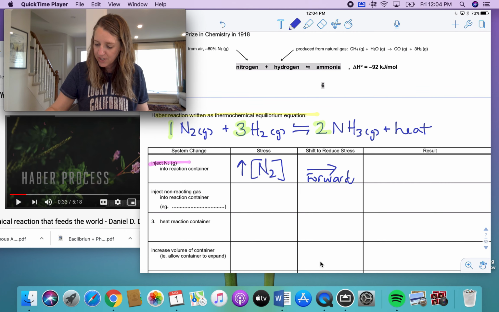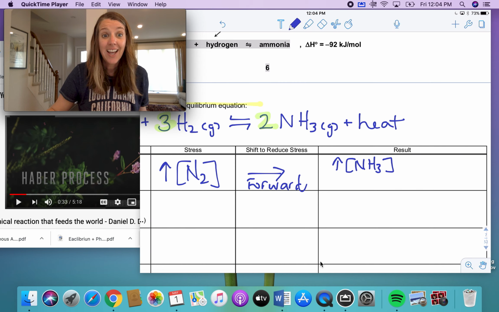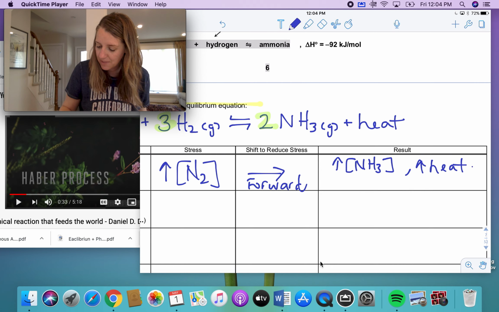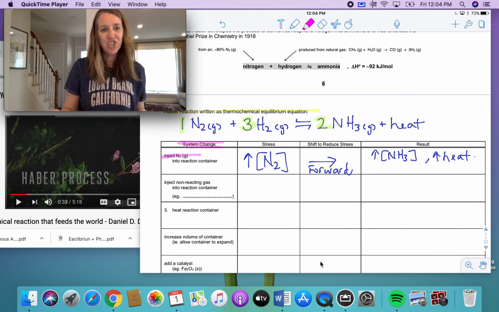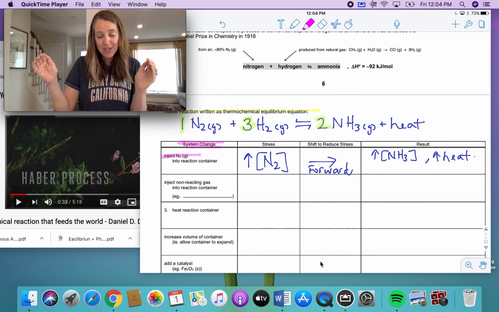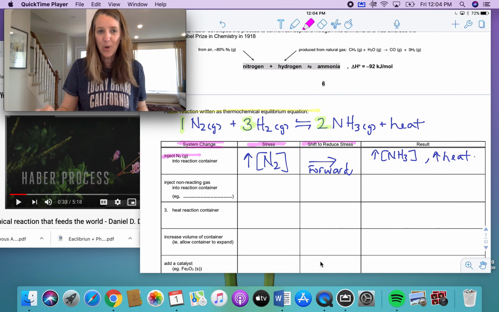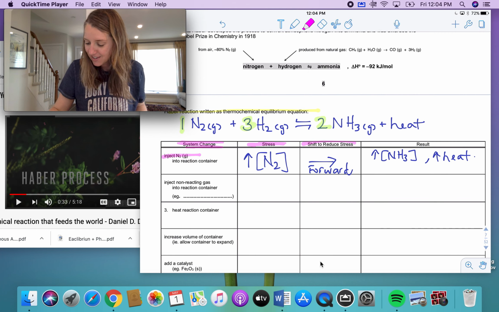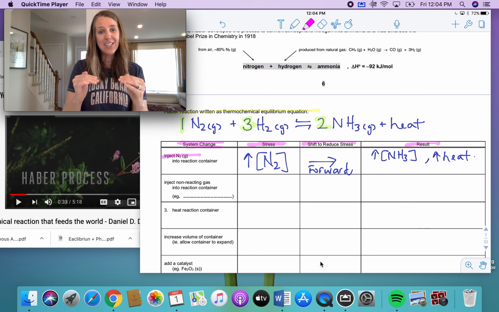And as a result, what's going to be the result? Well, you're going to increase the concentration of the NH3. Are you going to make more heat? Yep. You're also going to increase the amount of heat that's released. Okay, so can you see the key wording there? And I would highlight that. What's the change to the system, meaning the equilibrium system? What's the stress? Which way does it shift? And what's the result? Okay, and that's how you want to think of this equilibrium constant.